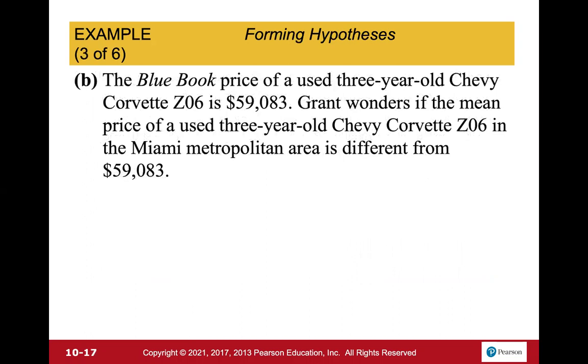Next, the Blue Book price of a used 3-year-old Chevy Corvette is 59,083. Grant wonders if the mean price of a used 3-year-old Chevy Corvette in the Miami metropolitan area is different from 59,000. Okay. So we have our null hypothesis, we have our alternative. And here our parameter, Grant wonders if the mean, so that tells us that we're going to be using mean. Null always has the equal sign. And from here, we're going to go to the price. So the mean price, 59,083.